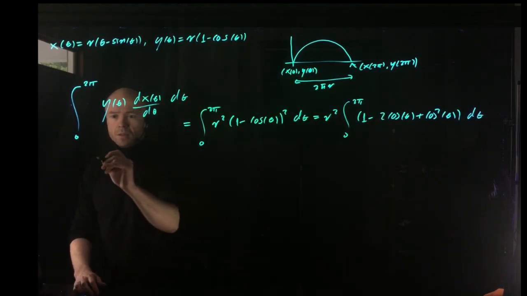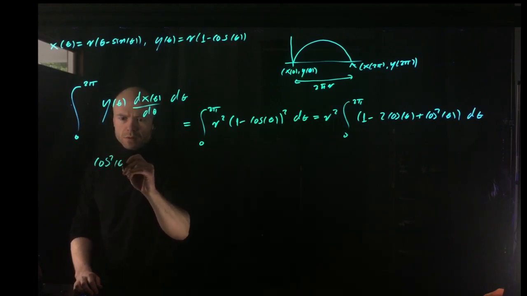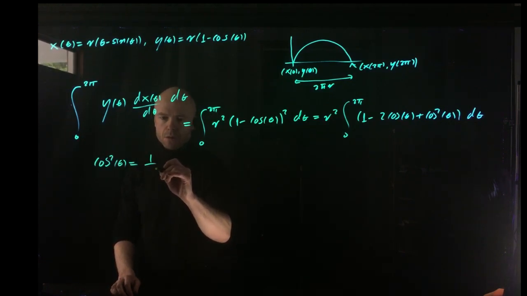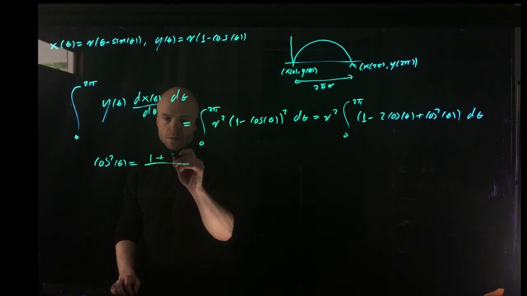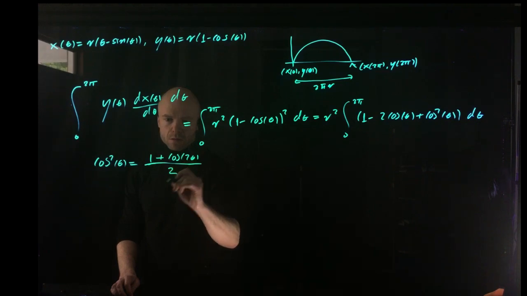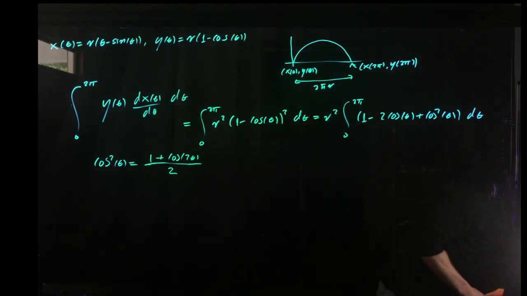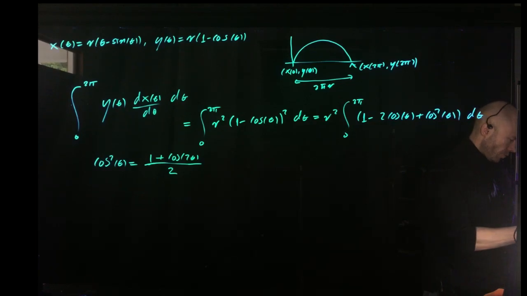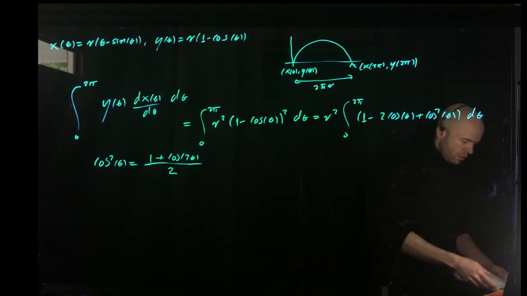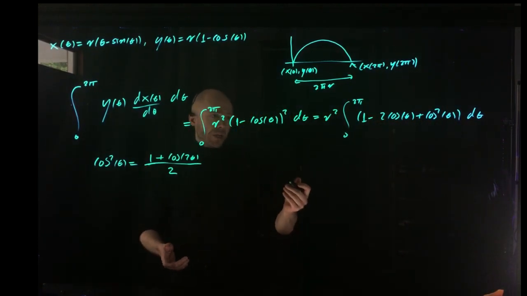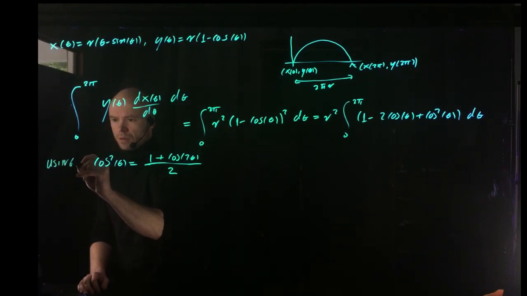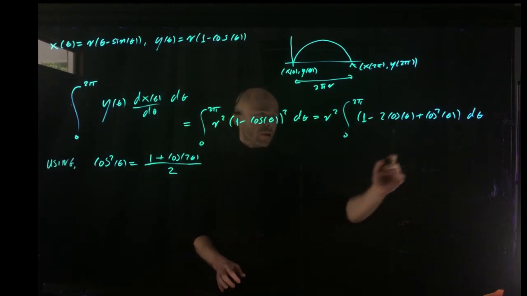So for this cosine squared theta, we have to use the half angle formula, which is this. Pretty sure it's this. Indeed. So then we put in these pieces, put into this thing, call this thing star.